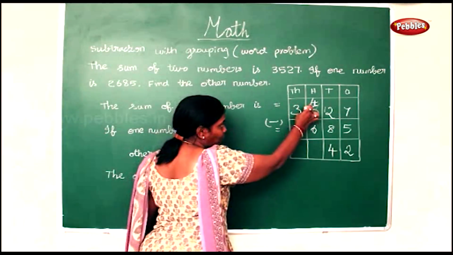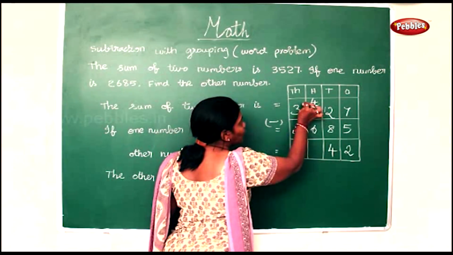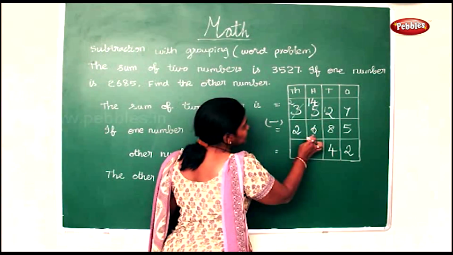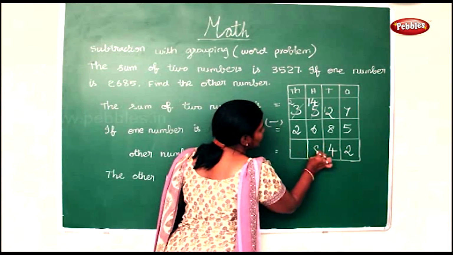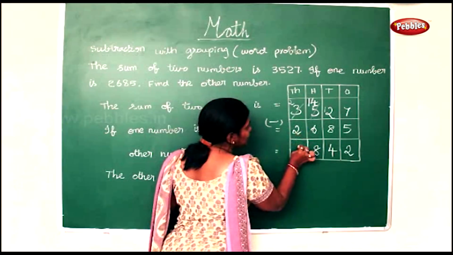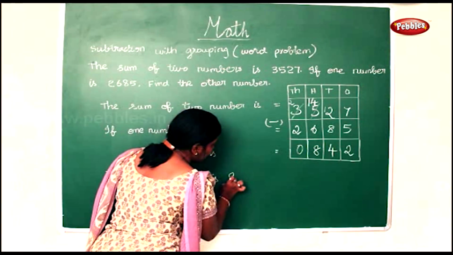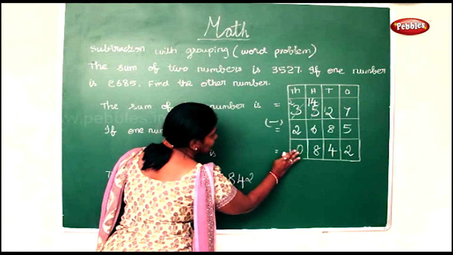So again, this is a small number. This is a big number. You cannot take away this from this. So we will borrow. This becomes 2 and this becomes 14. 14 less 6 is 8. 2 minus 2 is 0. So what is the other number? The other number is 842. I am leaving out the 0 because 0 in front has no value.